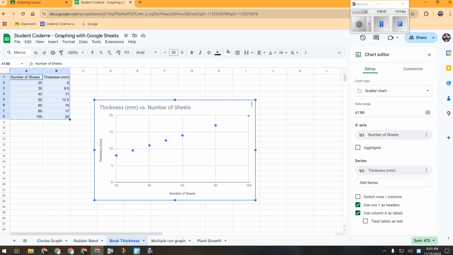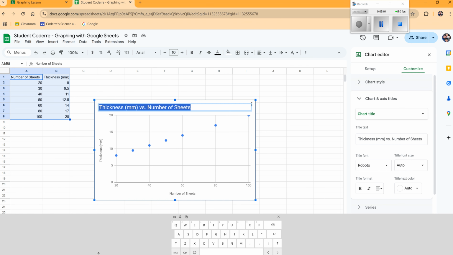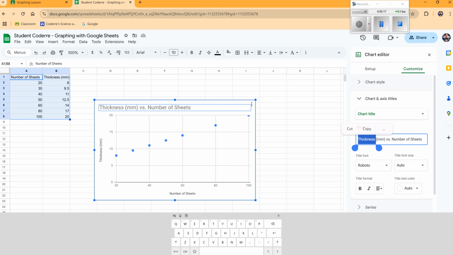Customize. Actually, you can click on it directly and change it there, or you can go to customize. Customize is best just because we're going to be doing a lot of things in the customize menu. Right now the title text says this. I'm just going to put book thickness in there, just because thickness versus number of sheets is a bit obtuse maybe.